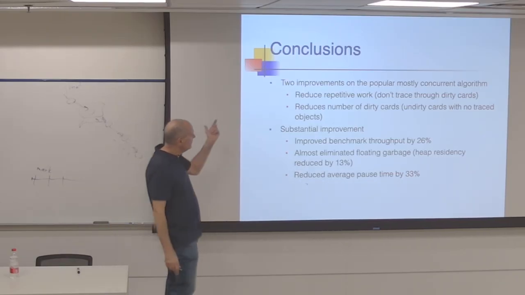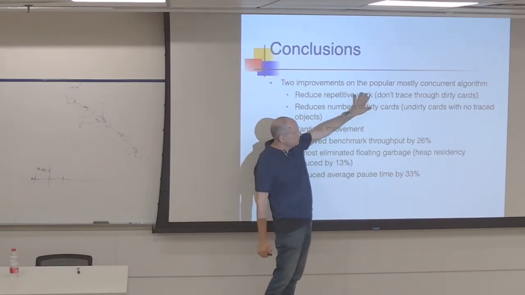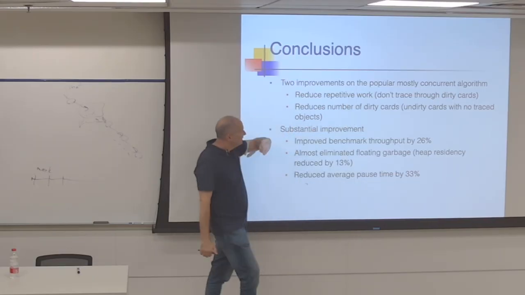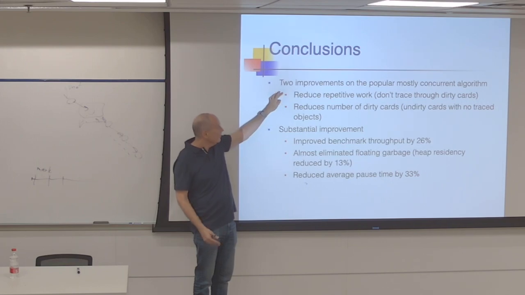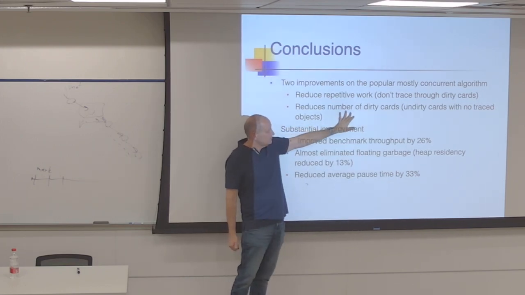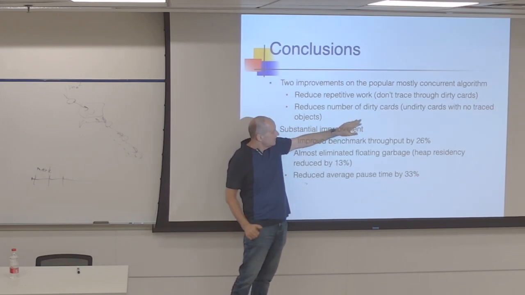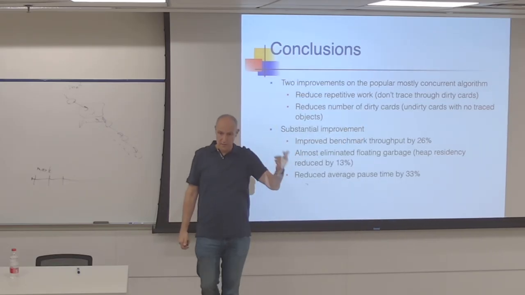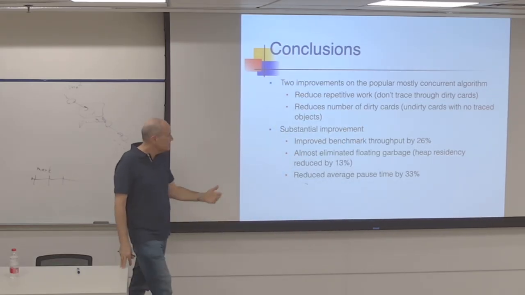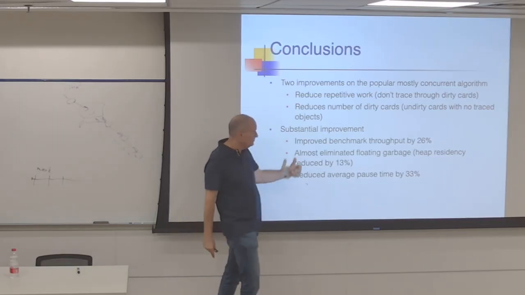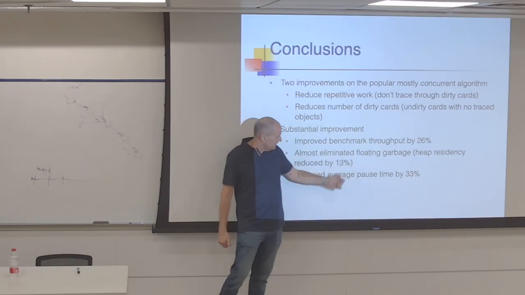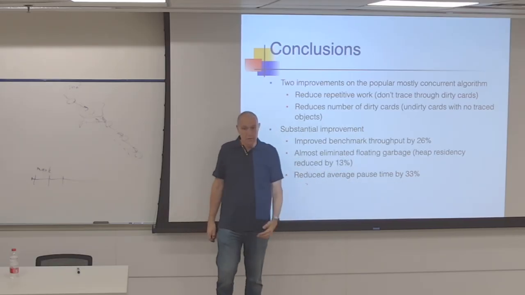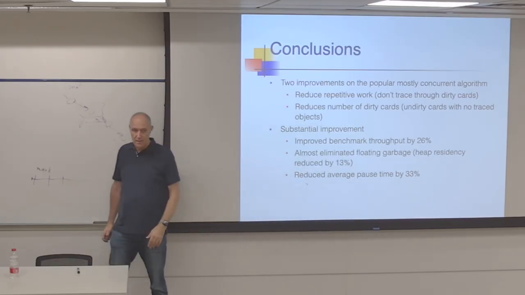So the conclusion is you have two improvements of this popular algorithm, and they reduce the repetitive work by not tracing on dirty cards, and they reduce the number of dirty cards, and so the pauses, by undirtying cards that have no traced objects. And you get substantial improvement. You get throughput improvement, you almost eliminate floating garbage, and you reduce the pause times.